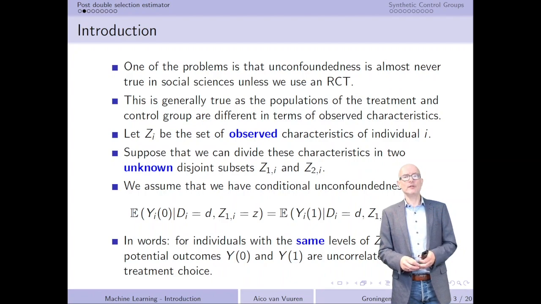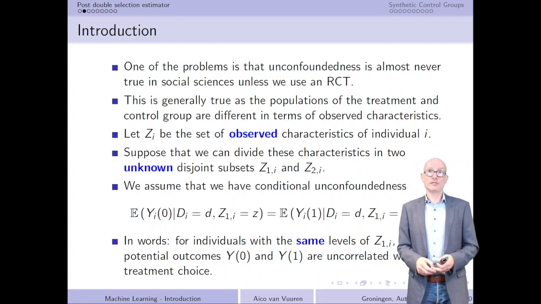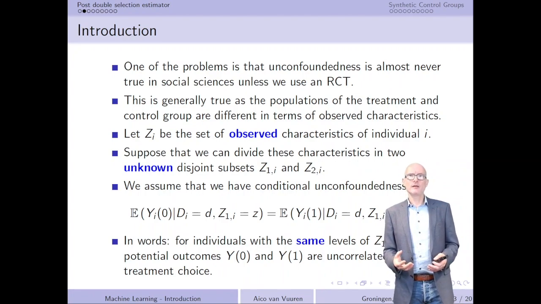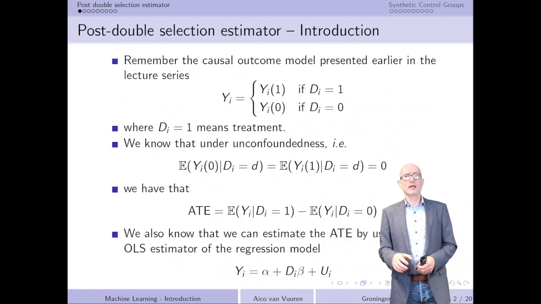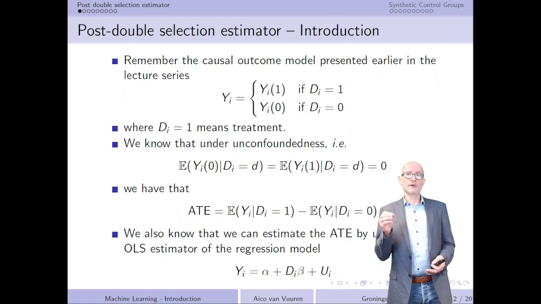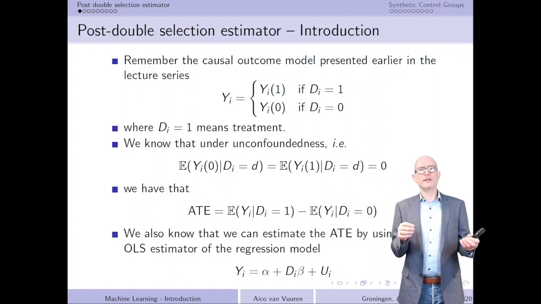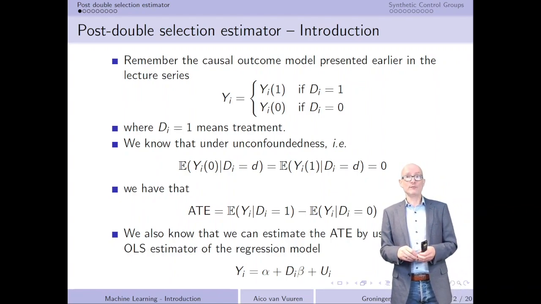What is conditional unconfoundedness? Well, conditional unconfoundedness means that the mean of y0 as well as the mean of y1, conditional on di and z1i, should be equal to 0. What does this mean? We have seen at the previous slide that unconfoundedness generally is of course not true. If you simply look at the treatment that individuals receive, then treatment usually is correlated with the particular outcomes that we have, y0 and y1.